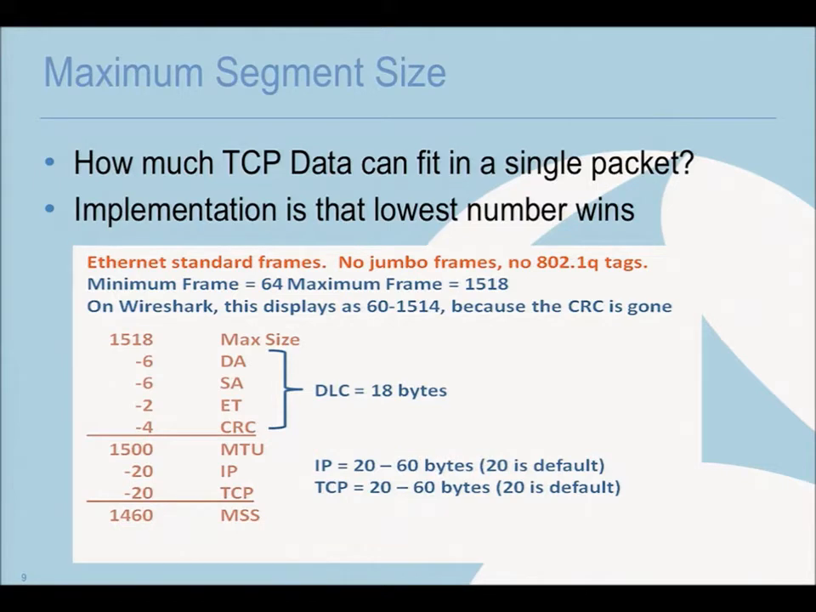Now, does everybody know that when you're sniffing packets in Wireshark, the driver chops off the CRC? So when you look at that length column and you see 1514, it's really 1518. Everybody knows that, right? Okay, well, you do now. So if it says 60, it was really 64.